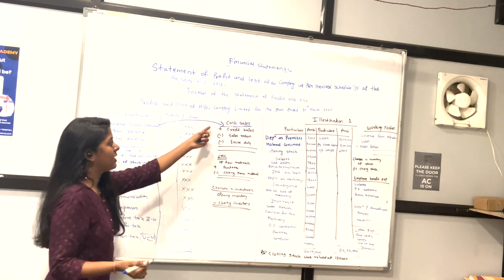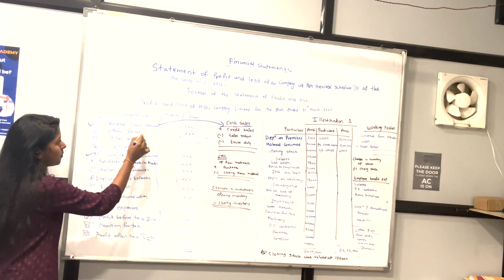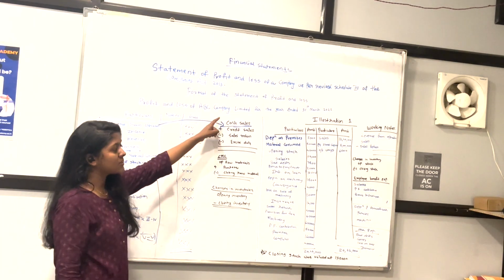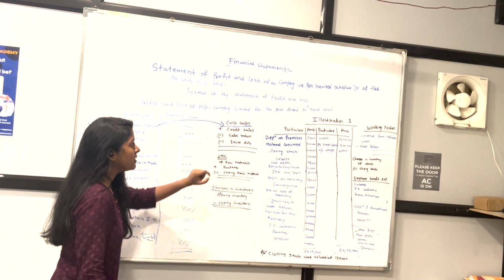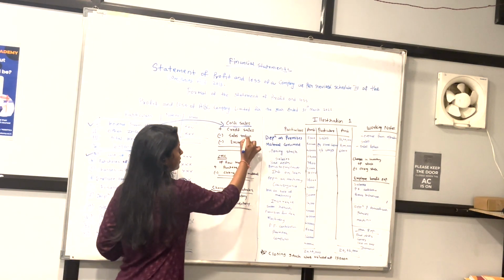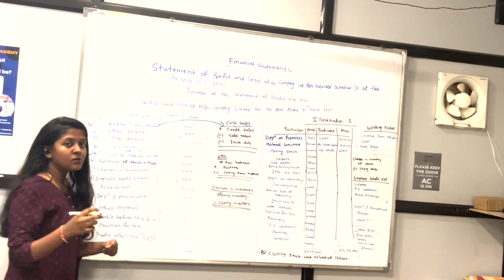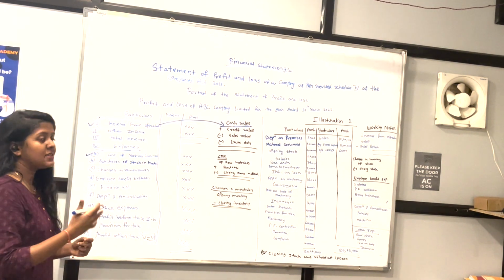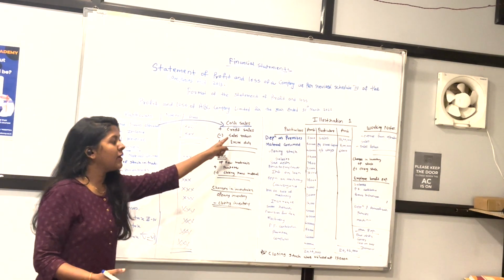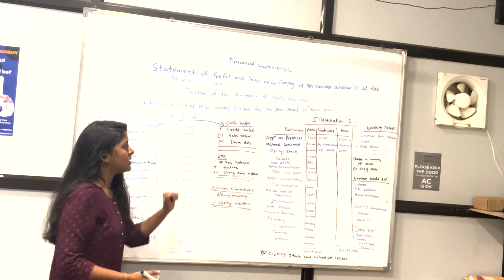Okay, so that is cash. So in revenue from operations, what we have to add is cash sales plus credit sales, and minus sales return. Whatever goods are returned by customers, that we have to minus, and minus excise duty.